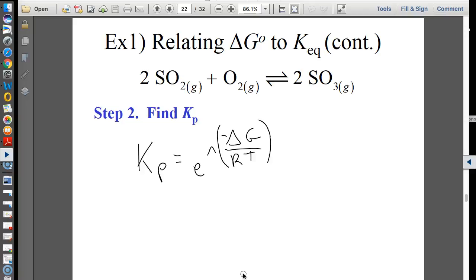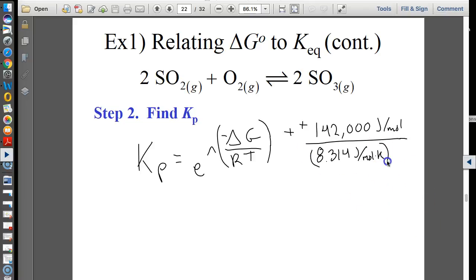Okay, now let's fill this in. Now, check it out. Negative, right? 142,000. Was that the answer on the last slide? Joules per mole. So that's really positive. Divided by 8.314 joules divided by moles times Kelvin. And then, did it give me a temperature? 298. Okay. So 298 degrees Kelvin.